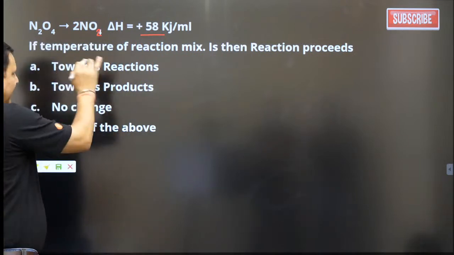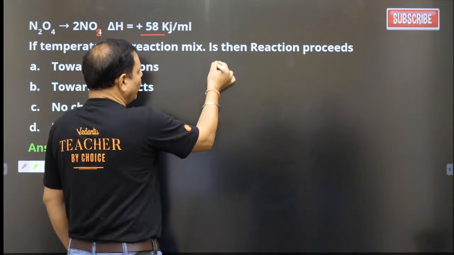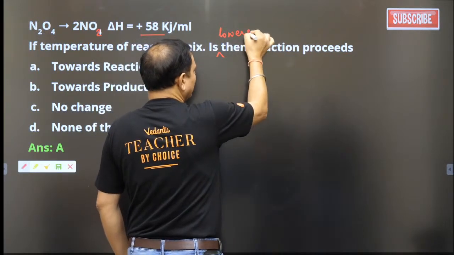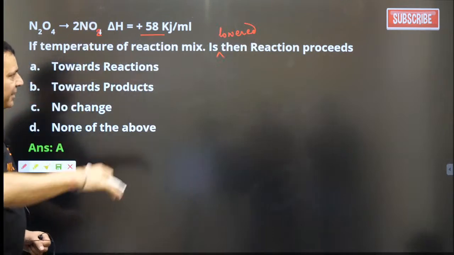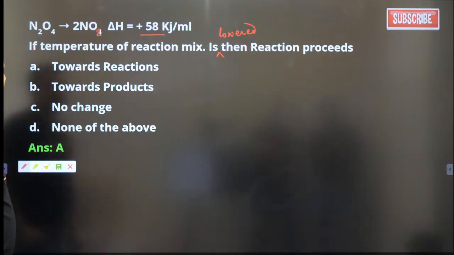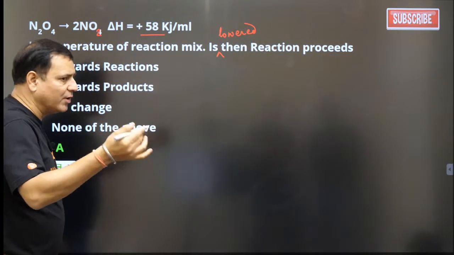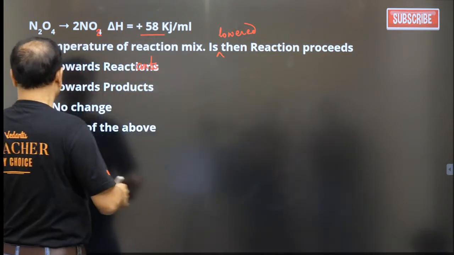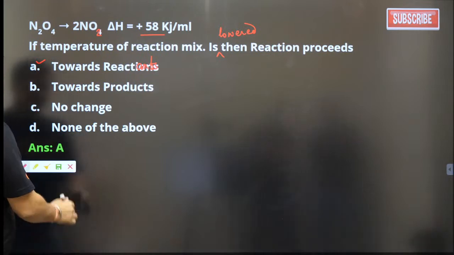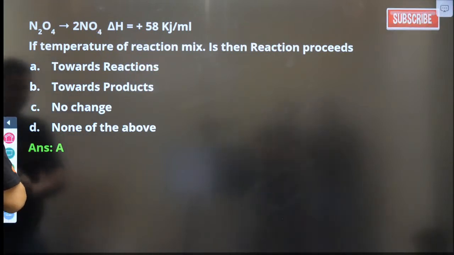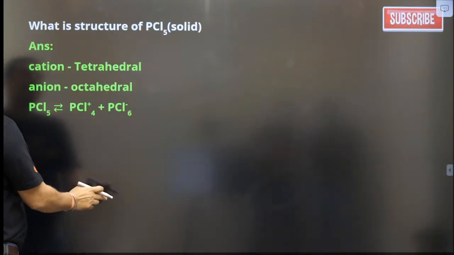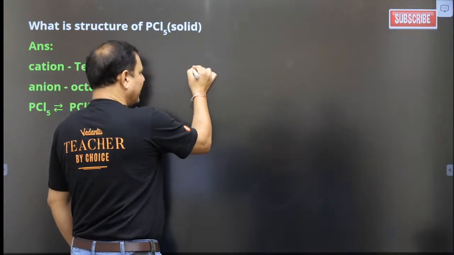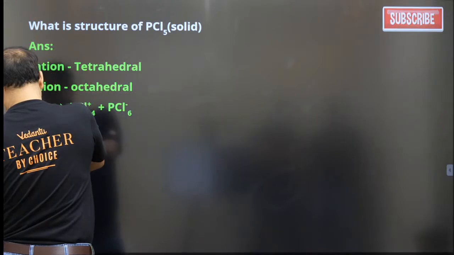N2O4, when heated, gives 2NO2; there is a printing error. This reaction is endothermic in nature. If the temperature of the reaction mixture is lowered, that means we are decreasing the temperature, then the reaction will proceed in the backward direction, that is, towards the reactants. So this will be the answer.